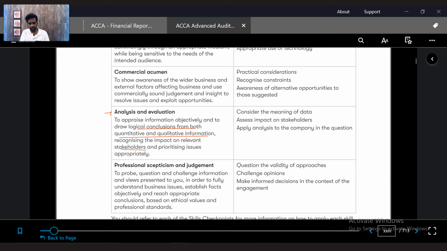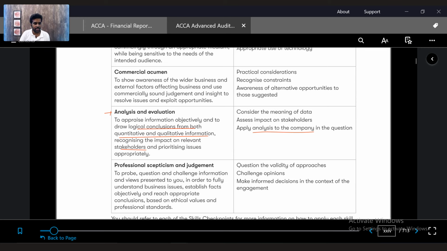Whenever you pick up the analysis part of the information, you explain to the examiner that this is how I've analyzed the situation and this is the impact to the stakeholders or the users of the financial statement, or this is the impact to the auditors. So it's not just about writing the analysis. It's also about assessing the impact to the stakeholders. It's also about applying the analysis to the situation that is given, taking the sentences directly from the scenario and writing it in your answers and explaining them. How do they impact the auditors and stakeholders, and what do they mean when they are giving this data? Like why this data is given to you.